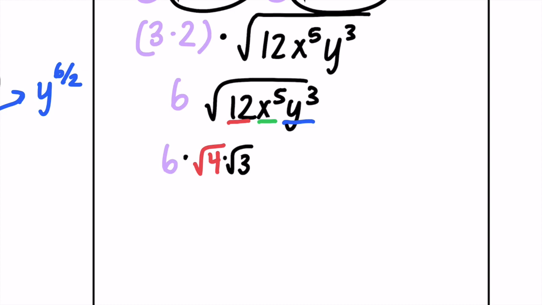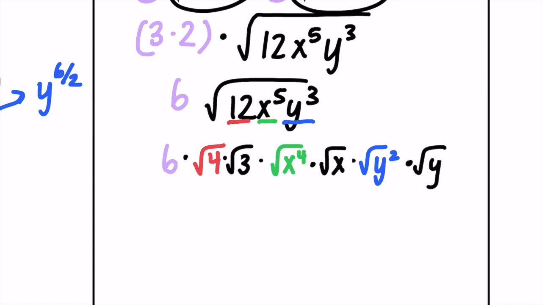And then for that x to the 5th power, the biggest perfect square inside of there is x to the 4th power, so I rewrite it as the square root of x to the 4th power times the square root of x. And then for y, the biggest perfect square inside of y cubed is y squared, so I rewrite it as the square root of y squared times the square root of y. So all of these things are being multiplied together.